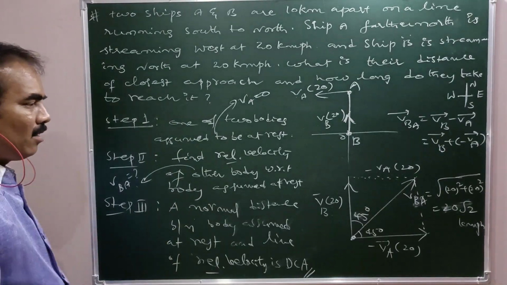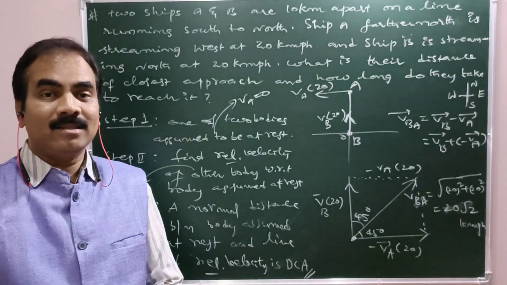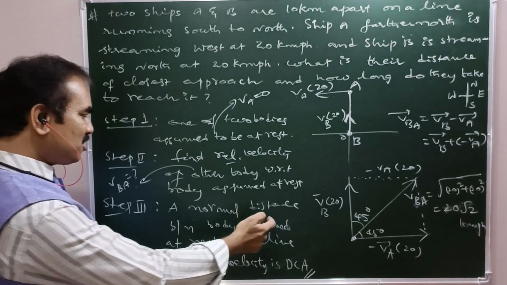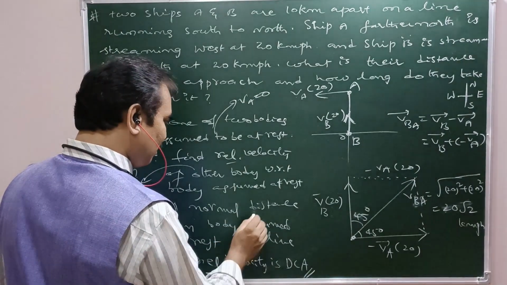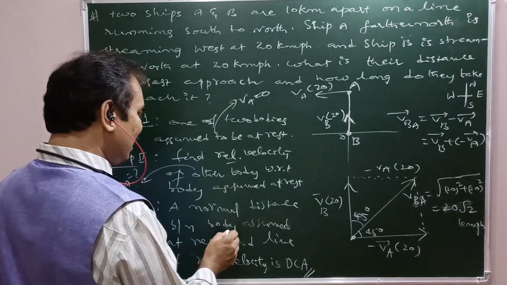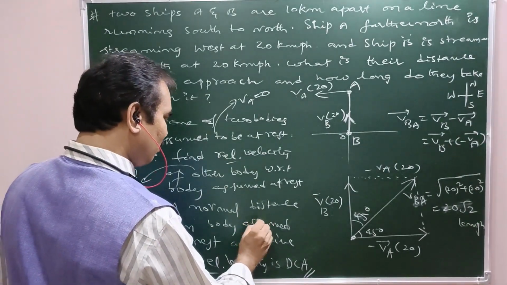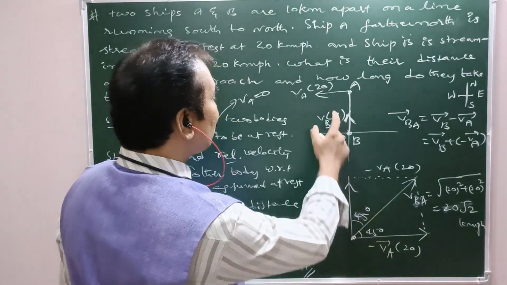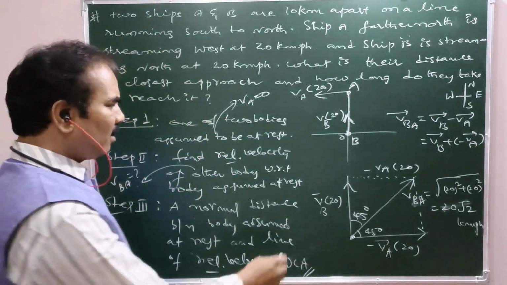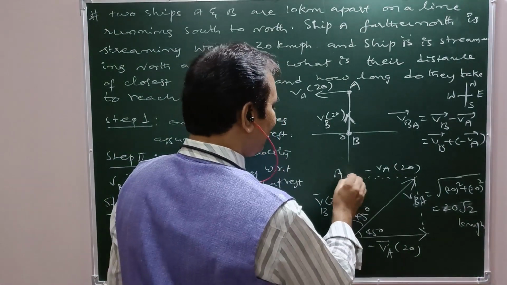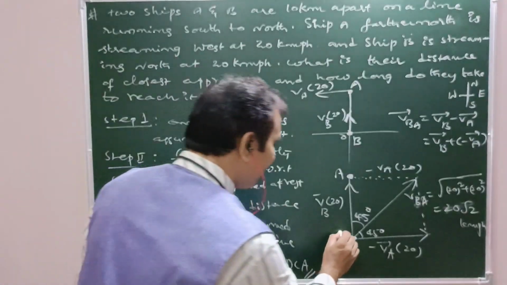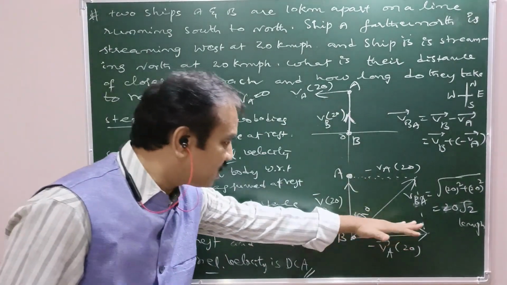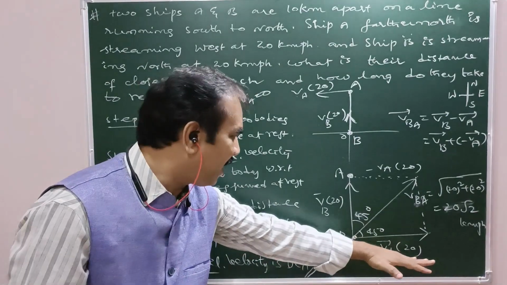Now, what is the third step? We need to find the distance of closest approach. The distance of closest approach means a normal distance between the body assumed at rest and the line of relative velocity. A is assumed at rest. Somewhere here is A, and this is B. This is its velocity vector on reversing. In fact, this is A.